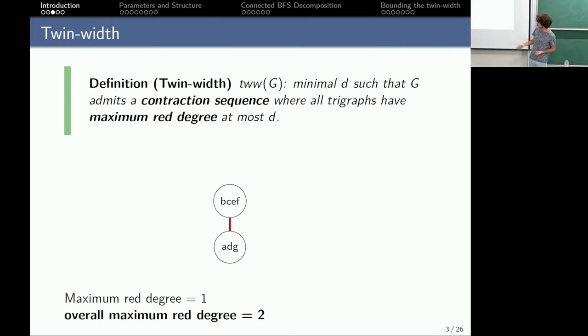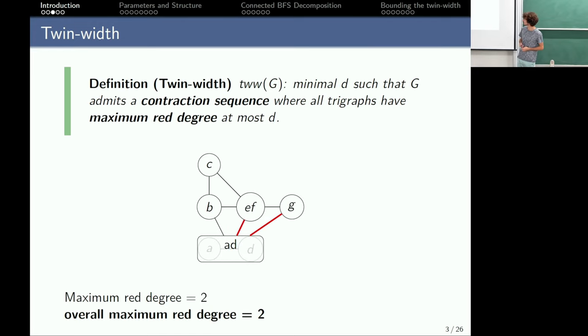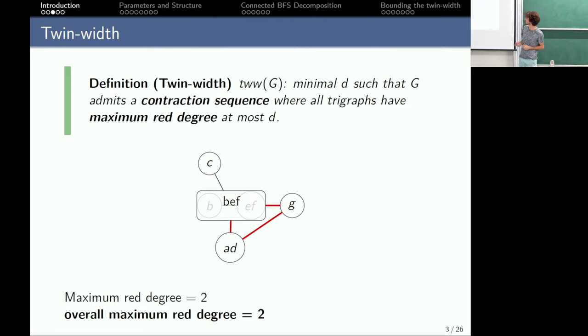That was a 3 there. At any point? Sorry, never mind. It just looks like three red edges. You have three red edges, but red degree. Oh, red degree. Yeah.